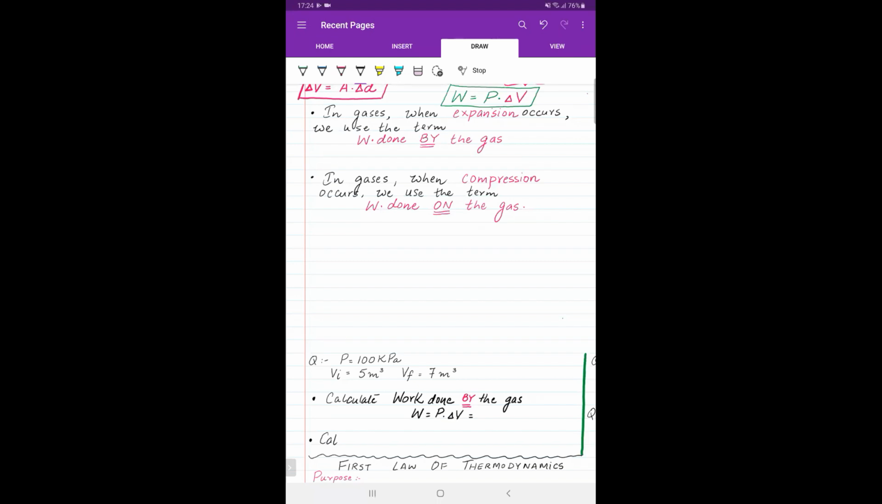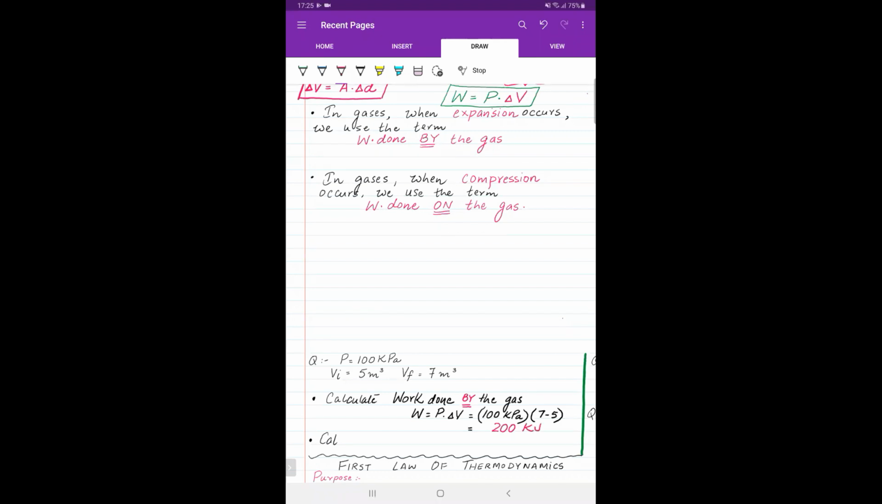मैं numbers लगा के result भी साथ साथ लिख लेता हूँ. So pressure is given to you as 100 kilopascal. मैं convert नहीं कर रहा. Let me leave the value as in the form of kilopascals. बाद में change कर दूंगा. And the change in volume should be 7 minus 5. यार अगर आप इसको sort out करोगे ना, तो surely you would agree कि आपके work done by the gas का result in this scenario, simplify आप कर लीजिएगा, it should work out to be 200 kilojoules.